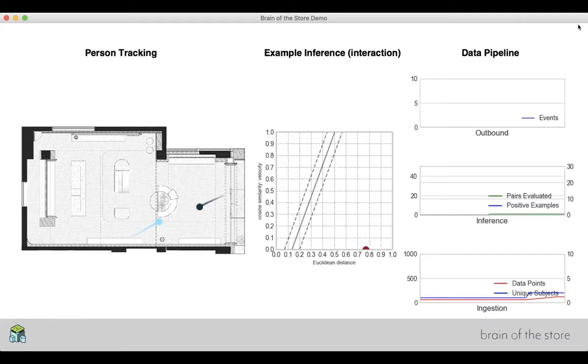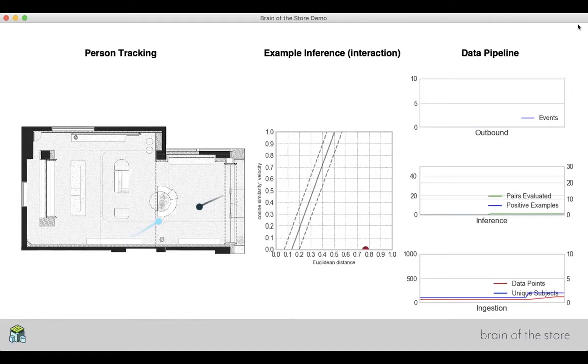In the center, we have a plot that displays an example of our interaction inference. We can see that on the x-axis, we have a representation of Euclidean distance. These 2 people are pretty far apart, so they're registering of 0.75 or so in Euclidean distance. And then on the y-axis, a cosine similarity on velocity. This tells us how similarly their trajectories and speeds are as they're moving through the store.